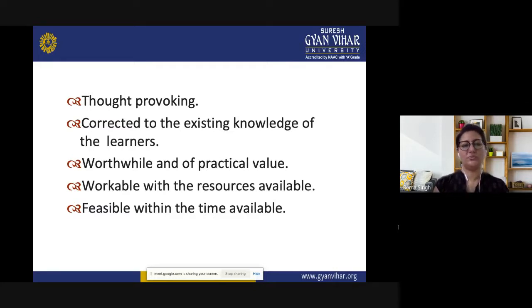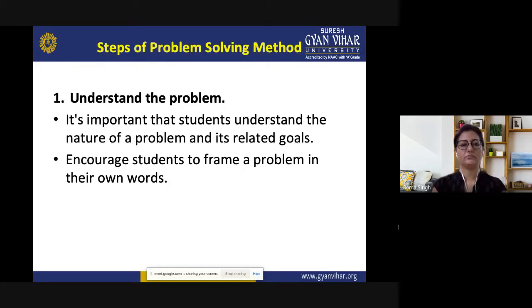So the problem should be such that it should be completed, and the solution should be taken out within a time frame. For this, proper planning should be done by the teacher, so that they know in how much time they want this whole procedure to be completed. Now we will discuss the various steps of the problem solving method.